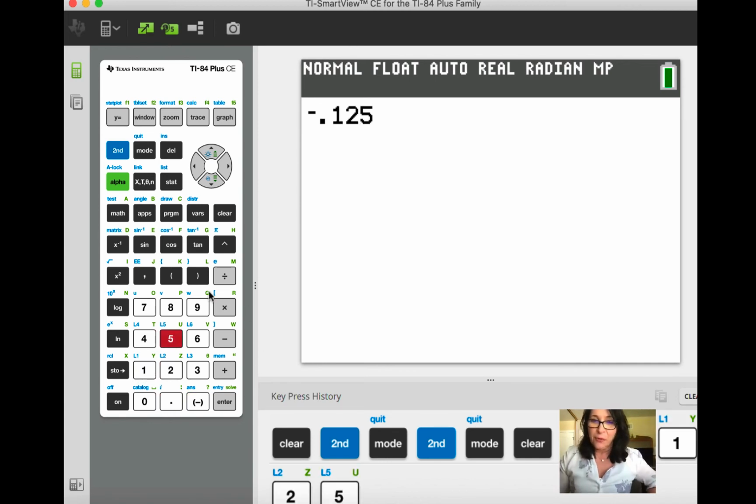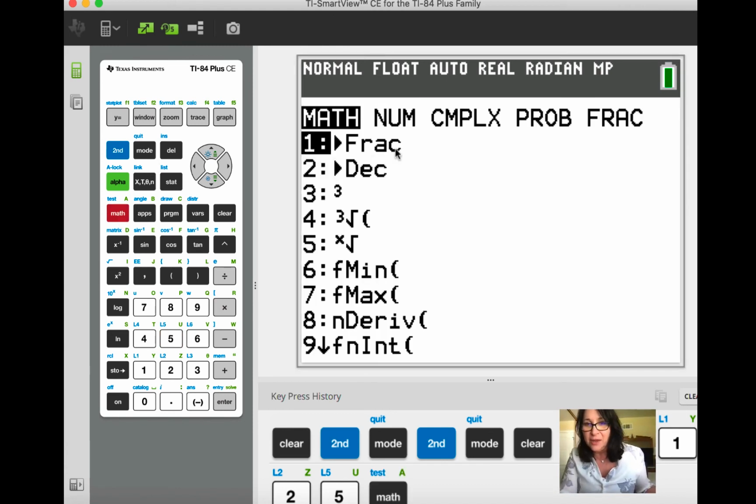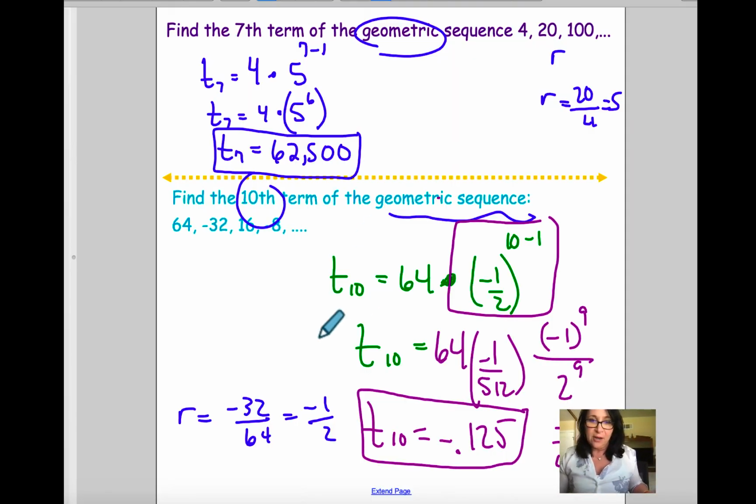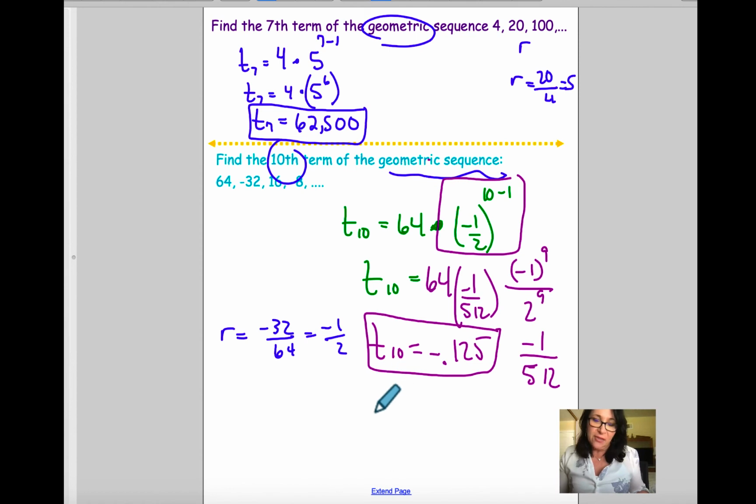And you know what that is, a fraction, but let's say you forgot. And you're like, oh man, I really wanted a fraction, I don't want a decimal. So you go over to where it says math, and the first value says, hey, I want a fraction, enter. So change this to a fraction, negative 1/8. So know your calculator, it's your friend.